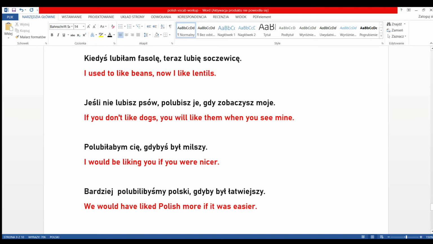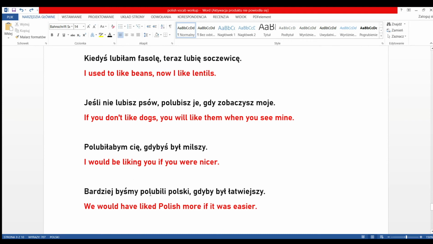But it is kind of more fancy to write it like this. Bardziej byśmy polubili polski, gdyby był łatwiejszy, because it is just the way you write it. You can write byśmy before polubili, or you can write it after it, like glue it to it. Here it's not glued to it, it's separate, but when you write it after it, it has to be glued to it. But it's not a problem.